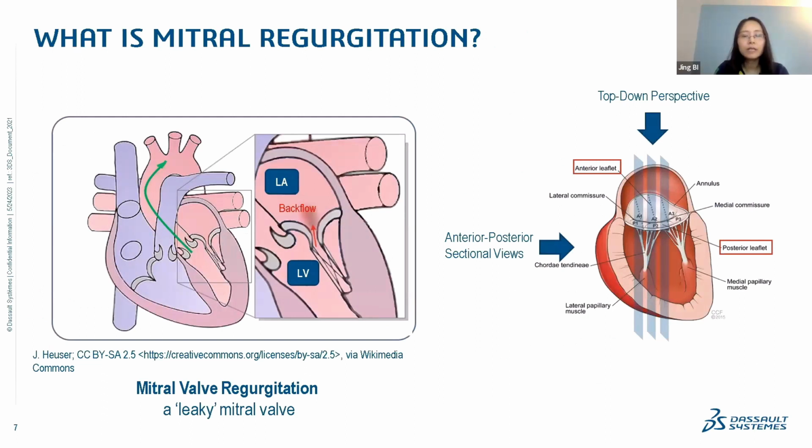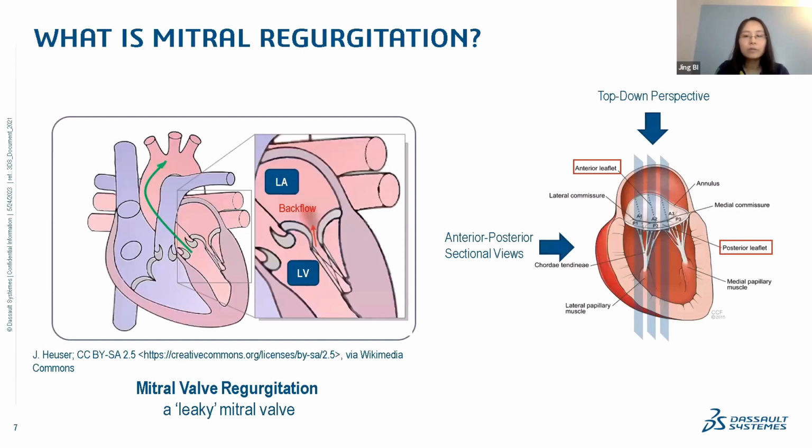Let me take a few seconds to introduce the medical condition we're trying to simulate. Mitral regurgitation, or MR, is a disease where, when the left ventricle of the heart contracts, instead of pushing the maximum amount of oxygenated blood to the body through the aortic valve, some of the blood instead leaks back into the left atrium through the mitral valve that isn't fully closing to prevent such backflow.